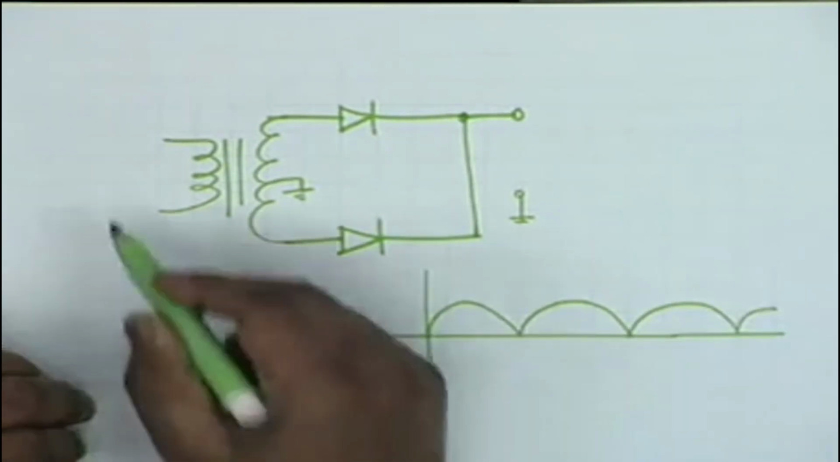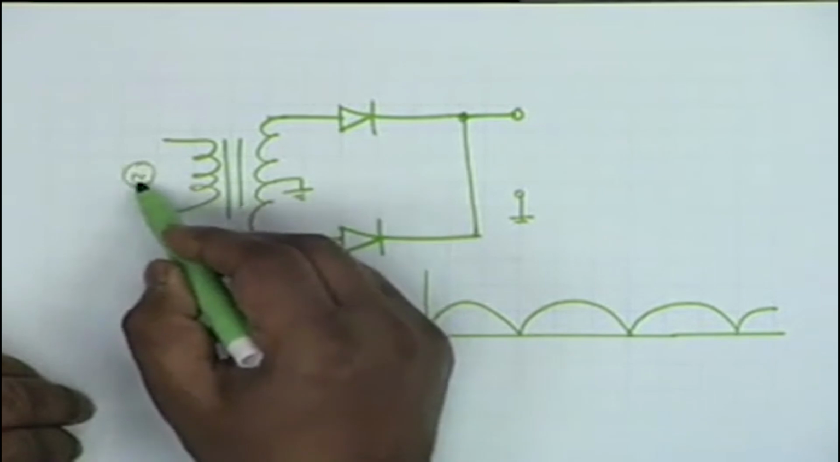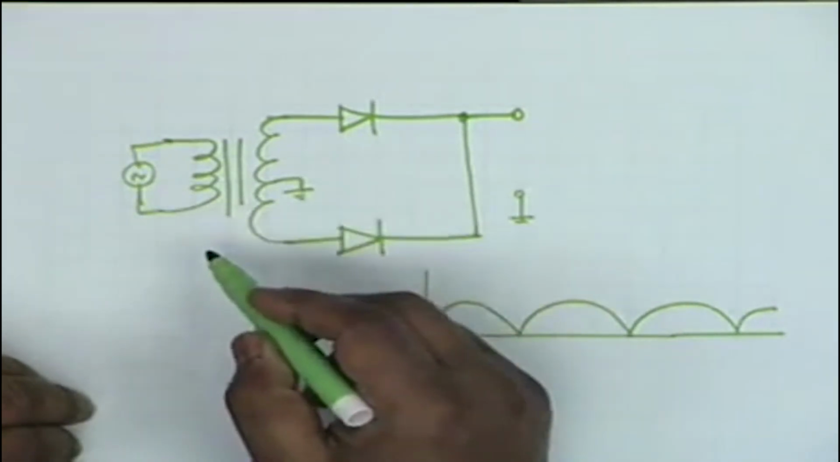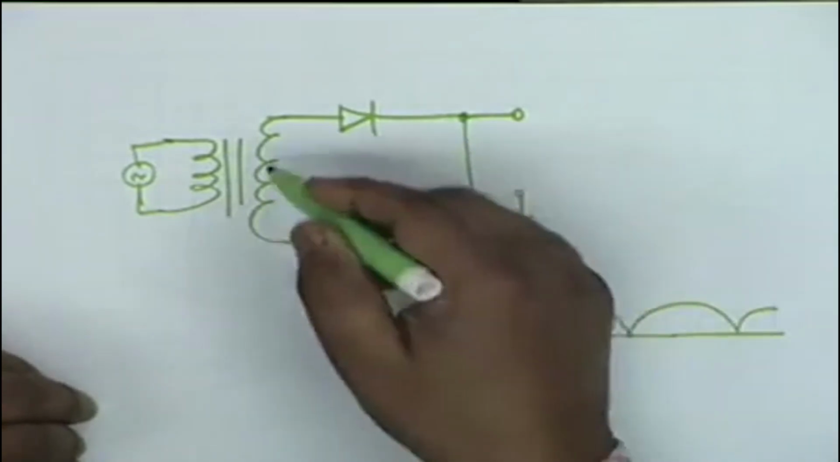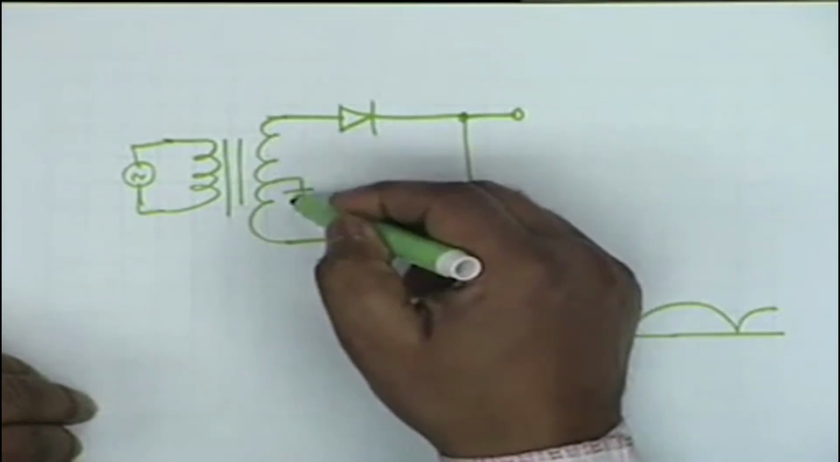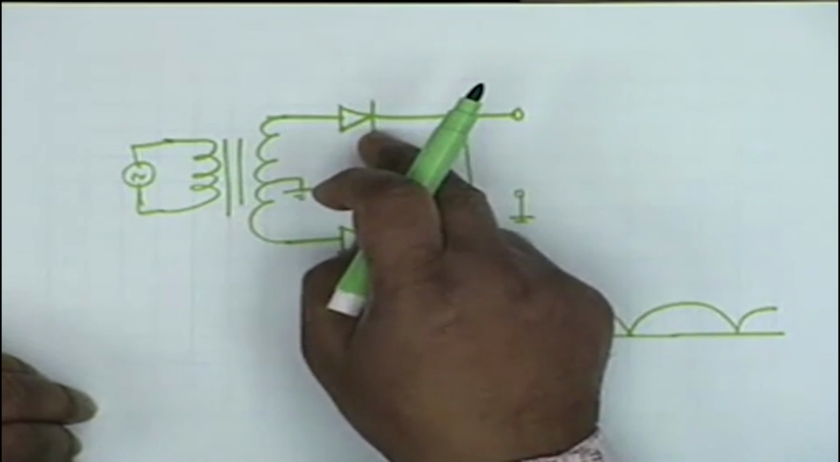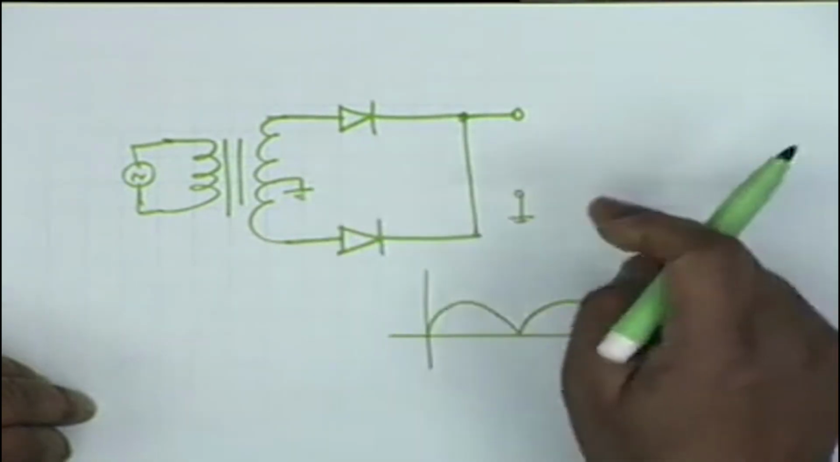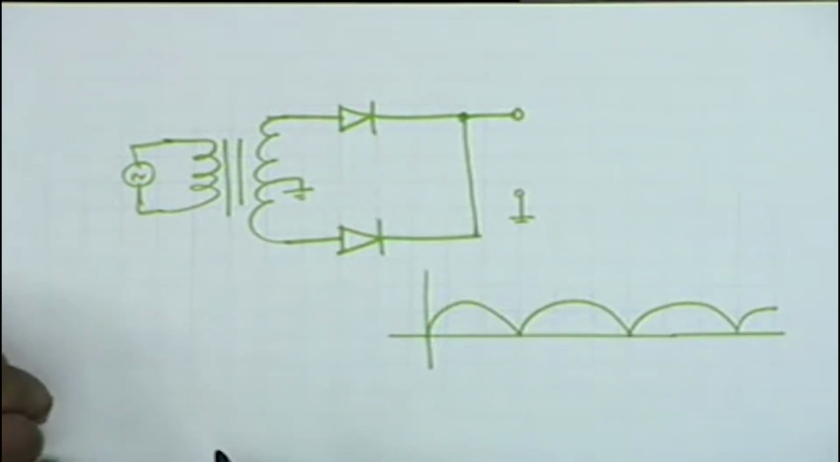Each half of the sine wave that you feed here gets stepped up or stepped down by the transformer. It is center tapped. There are two diodes, one to take care of the positive half cycle, the other to take care of the negative half cycle, and this is the full wave rectified waveform.